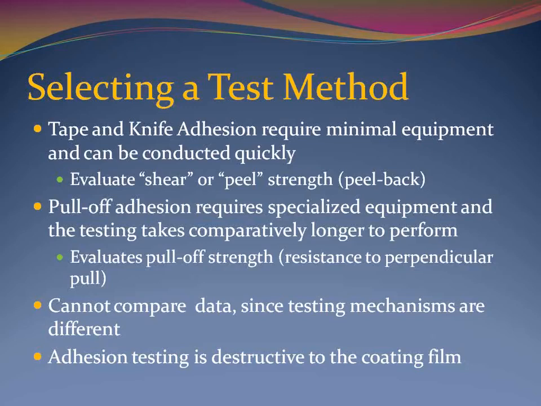The tests described in this webinar evaluate 2 different adhesion properties, and they use different testing mechanisms. The tape and knife adhesion tests are used to evaluate the shear or peel strength of a coating, while the pull-off test is used to evaluate a coating's tensile strength or its resistance to a perpendicular pull. Since the testing mechanisms are different, the results obtained from each test should not be compared. Also, any type of adhesion test is destructive. That is, the coating in the area in which you perform the test will be damaged and oftentimes must be repaired.